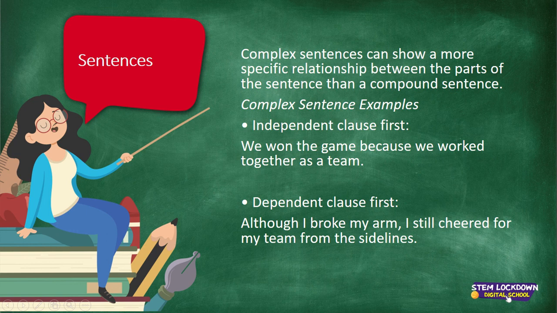Let's just have a look at complex sentences. They can show a more specific relationship between the two parts than a compound sentence. Complex sentence examples. This is one with an independent clause first. We won the game.